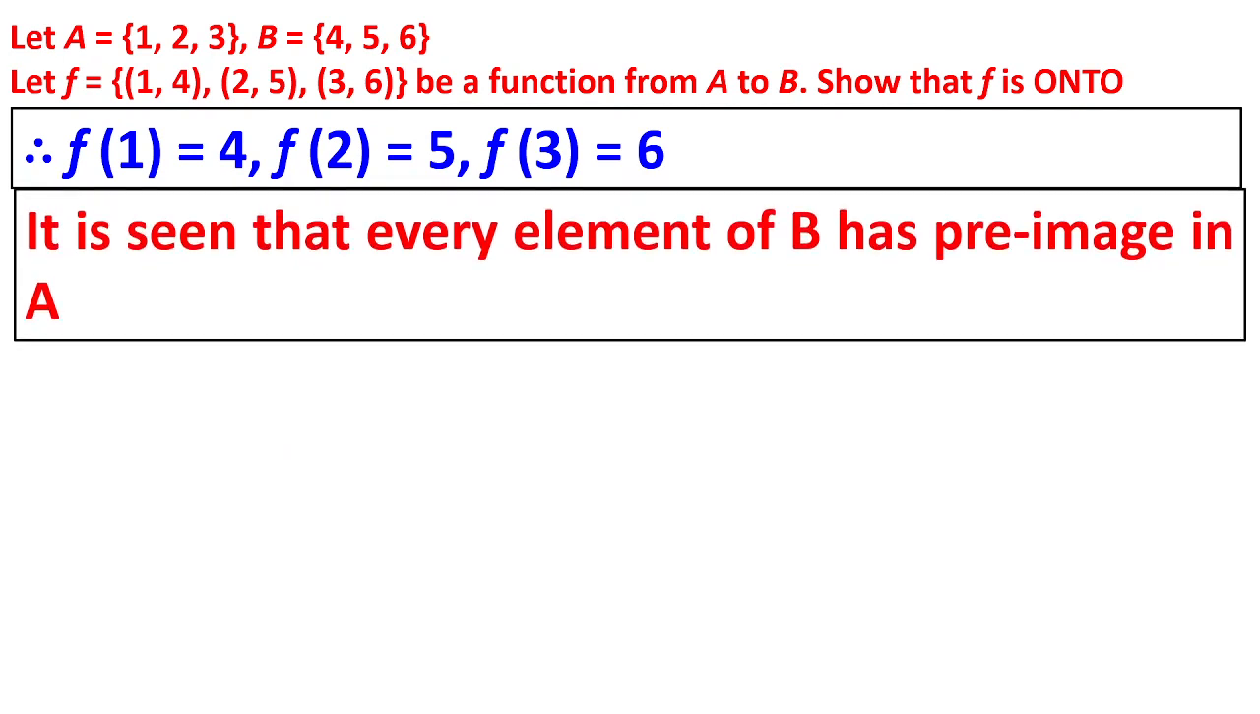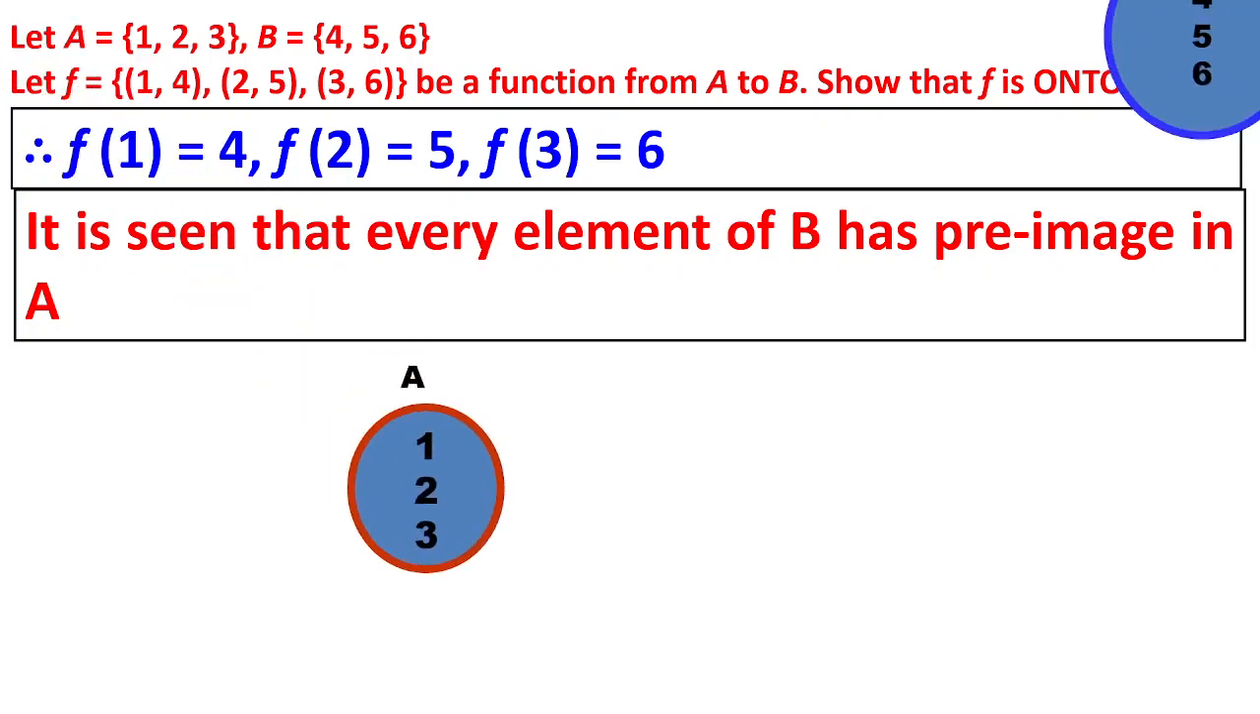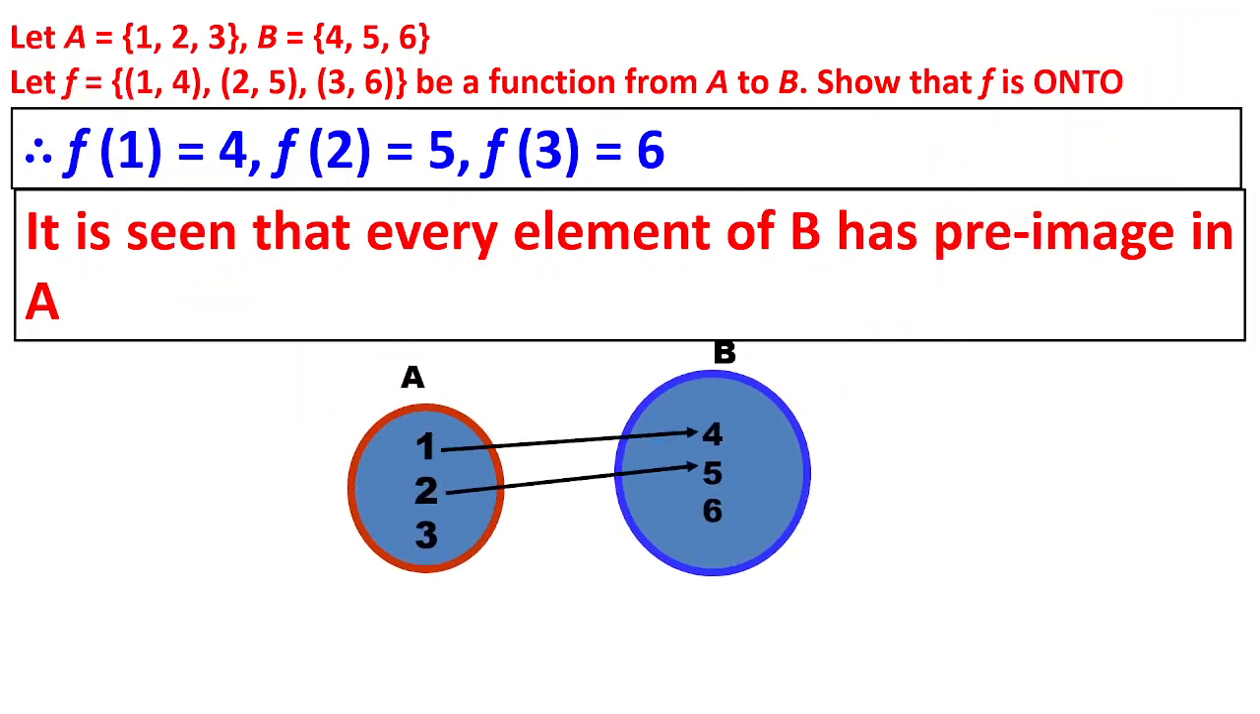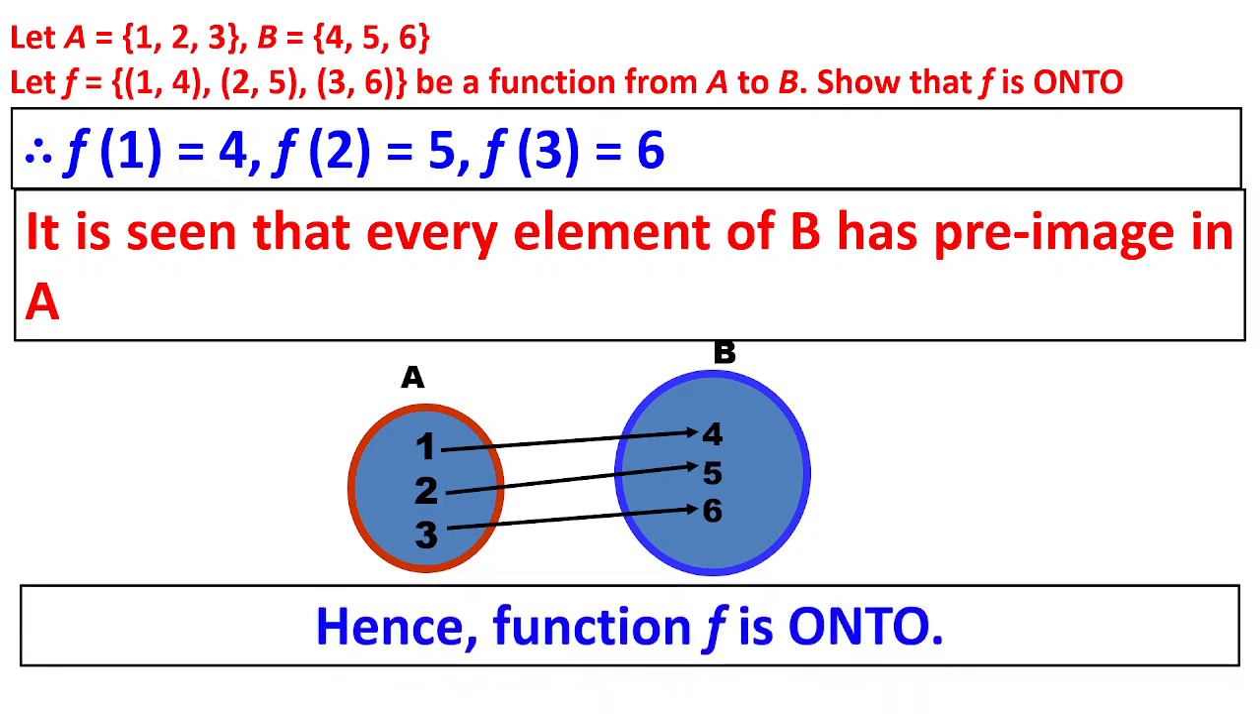I have taken f of 1, f of 2. It is seen that every element of B has a pre-image. 4, 5, 6 have pre-images. For 4, 1 is the pre-image. For 5, 2 is the pre-image. For 6, 3 is the pre-image. Therefore, this function is an onto function. I have shown you through the arrow diagram also. All the elements of the right hand side set are connected with some elements in the left hand side set. Good. It is an onto function.